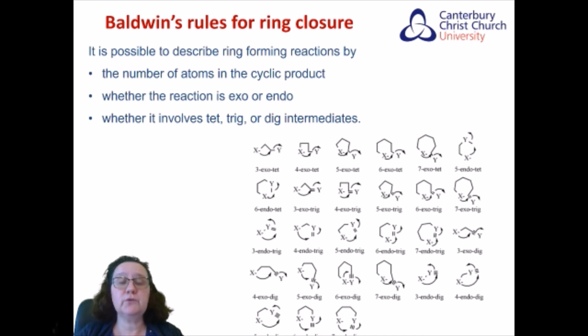Baldwin's rules for ring closure. Well, it is possible to describe ring forming reactions by the number of atoms in the cyclic product, so 3, 4, 5, 6, 7, whether the reaction is exo or endo, and whether it involves an attack on an sp3, sp2, or sp atom, a tet, trig, or dig attack.